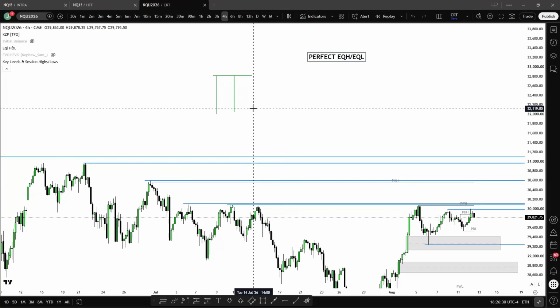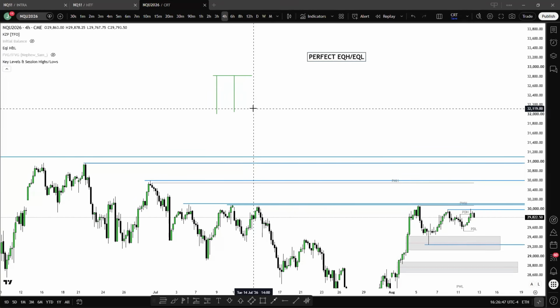But this kind of stuff gets engineered during the day. Sometimes it will be engineered overnight. Great, mark it out. If not, it'll get engineered during the day. But equal highs and lows, perfect. Equal highs and lows are perfect.